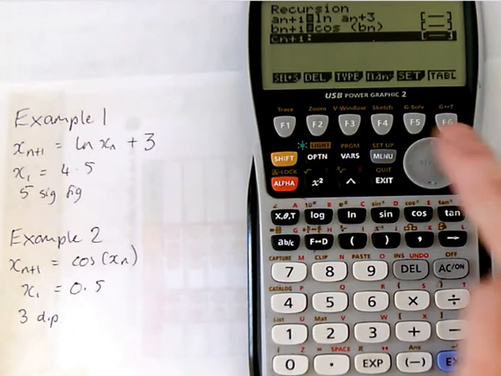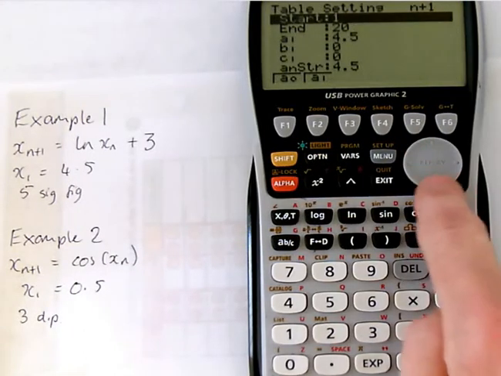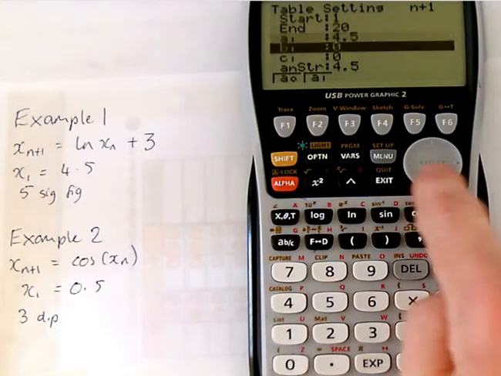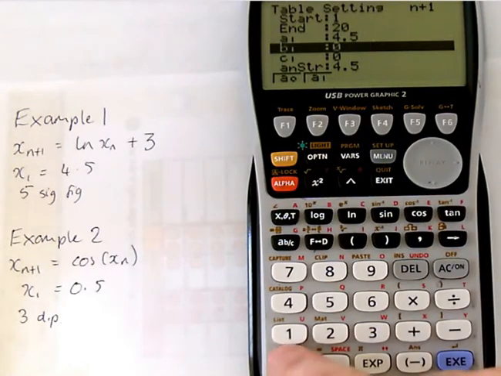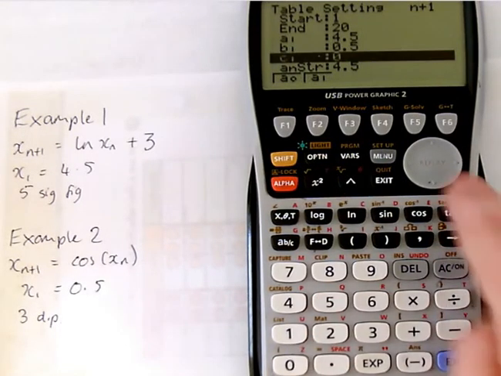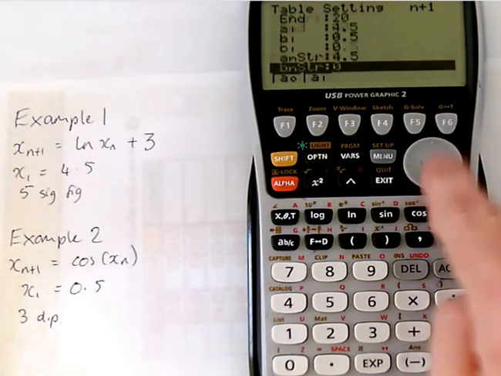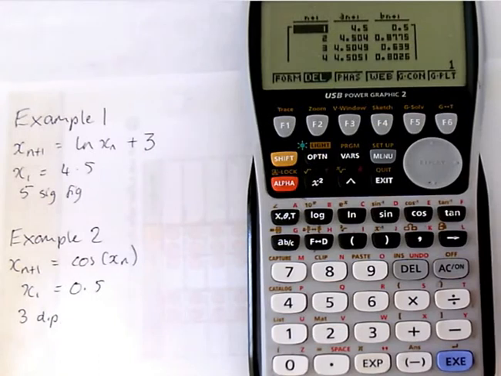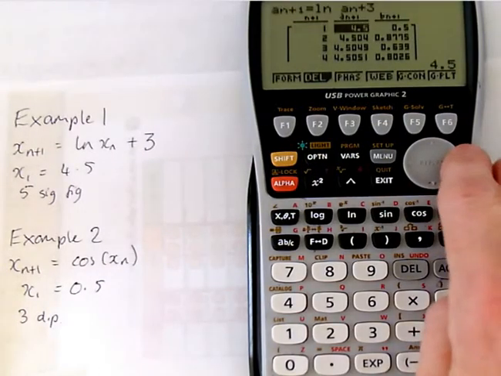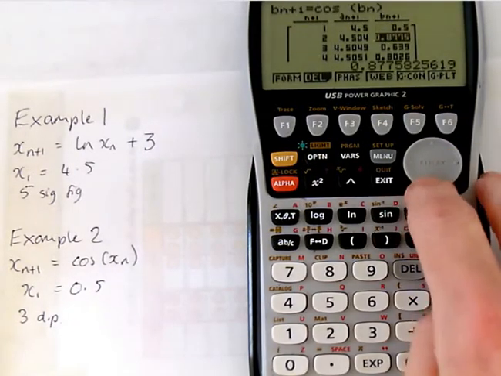Exit. I'm going to set, and I need to put in my starting value for this sequence, which is 0.5. If I can be bothered, I could put that in for an string. Okay, exit, and then press table. And there we go, we can see we've got a first sequence, but we've also got our second sequence.